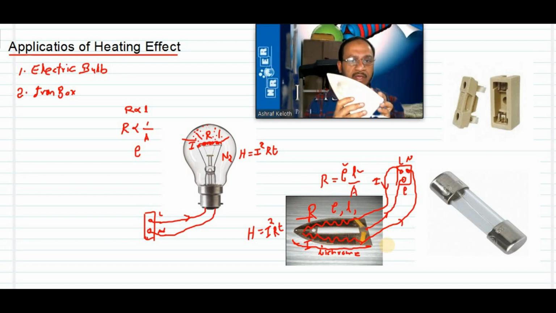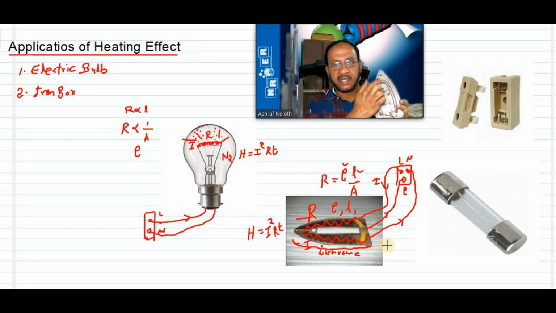See this? This one is an old iron box. If you open this one, this is the heating element. Actually, it is concealed inside. It is not in contact, and there are two wires here. One connection we can give at this point, another connection at this point. Then when we give the electrical connection and switch on the circuit, current will flow through this heating element this way, and it will leave through the neutral wire.